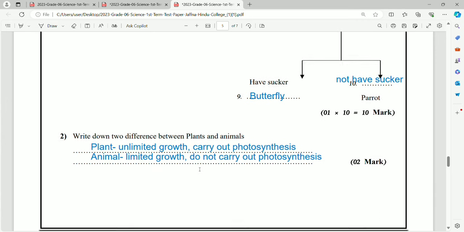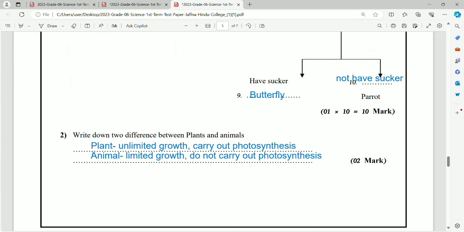Then move to the next question. Write down two differences between plants and animals. Plants have unlimited growth, carry out photosynthesis, possess chlorophyll and are autotrophs. Animals do not have chlorophyll, do not carry out photosynthesis, and growth is limited and they are heterotrophic. These are the characteristics of animals. Okay, thank you.